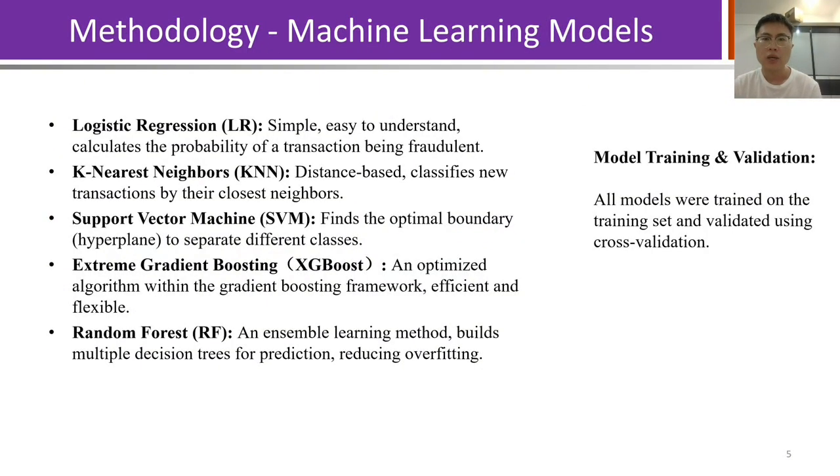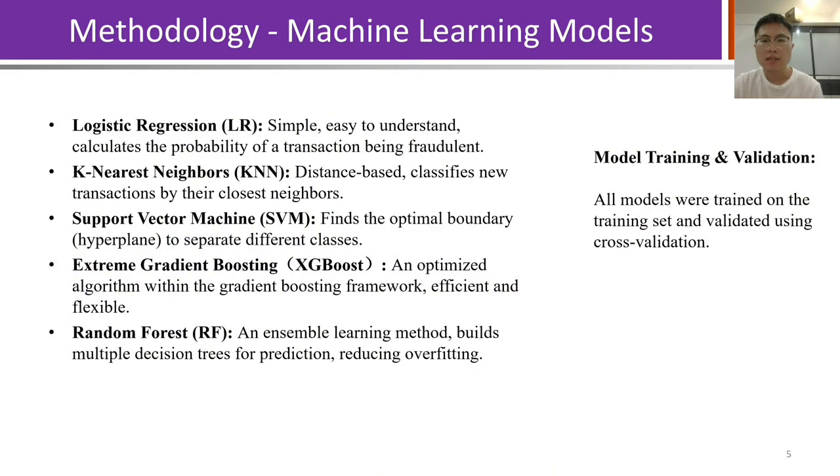I tested 5 supervised machine learning algorithms. First, logistic regression is simple and helps me see the probability of fraud. Next, k-nearest neighbors. It classifies new transactions based on their closest neighbors. Then, support vector machine. It finds the best boundary to separate fraud and no fraud. It also uses extreme gradient boost, a powerful and efficient boosting algorithm that's great for imbalanced data.